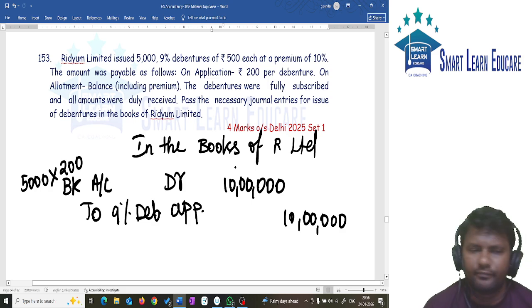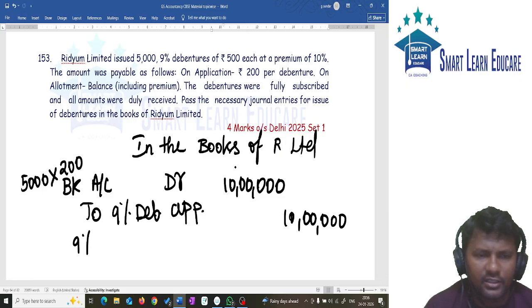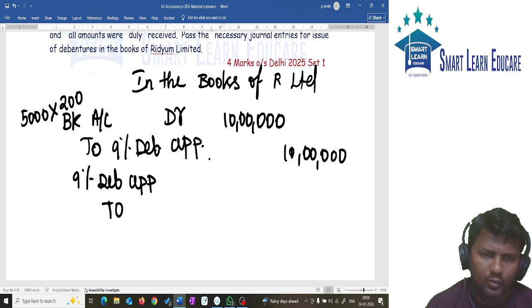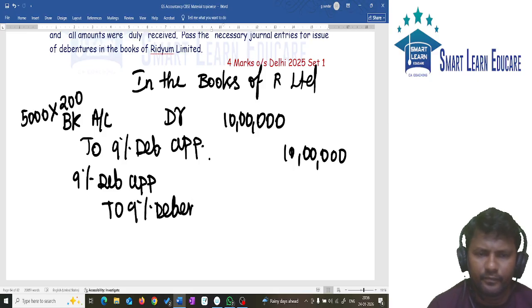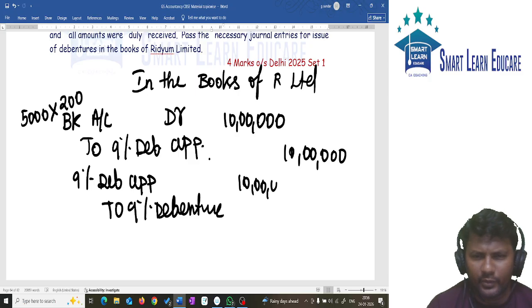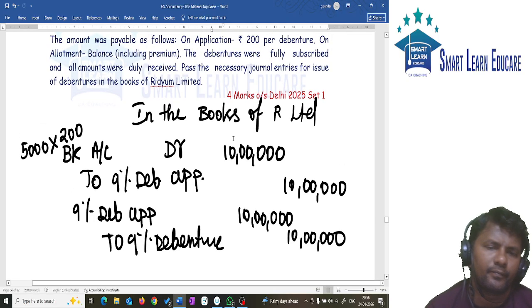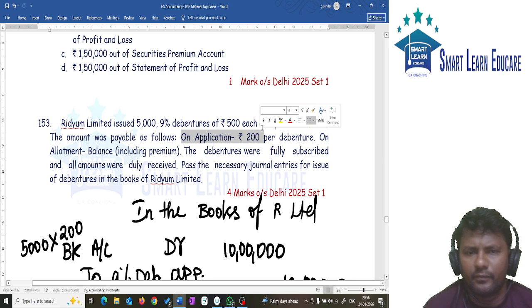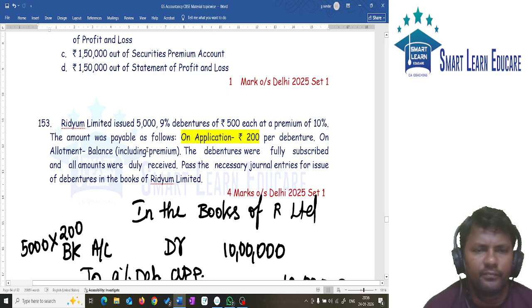Second one, 9% debenture application account debit to 9% debentures, 10 lakh. Application entry over. Next, allotment balance.